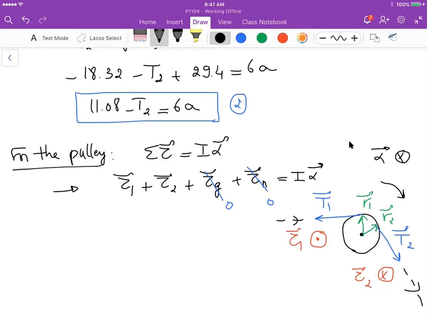So if tau 1 is opposite to the direction of alpha, we get minus tau 1 plus tau 2 is equal to I alpha. I took the direction of alpha to be the positive direction, so tau 2 is in the same direction, positive, while tau 1 is opposite, so it is negative. How much is tau 1? Tau 1 is T1 multiplied by R, so minus T1 multiplied by R plus T2 multiplied by R, where R is the radius of the pulley, is equal to I multiplied by alpha.